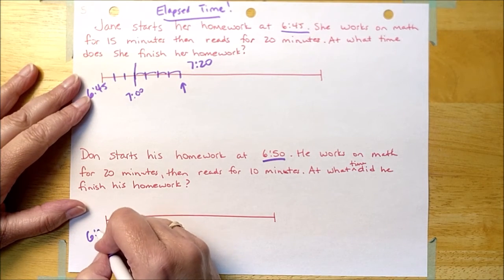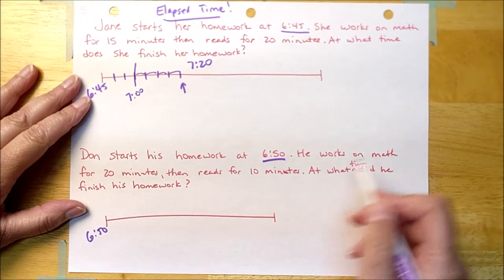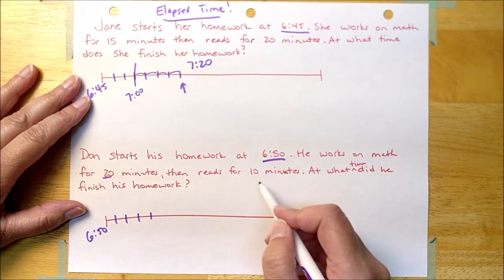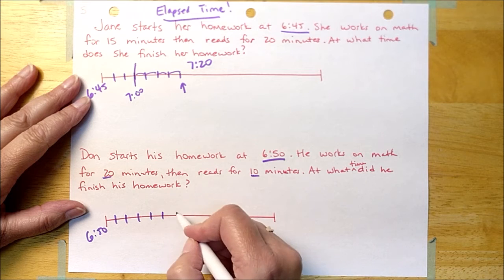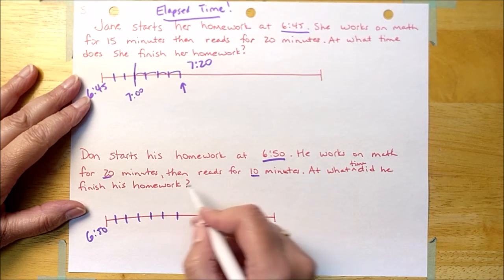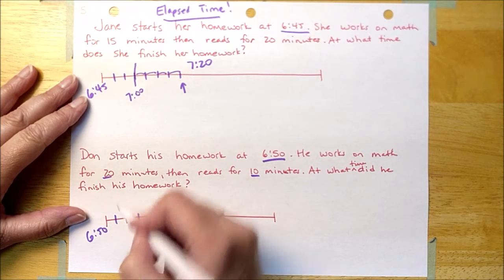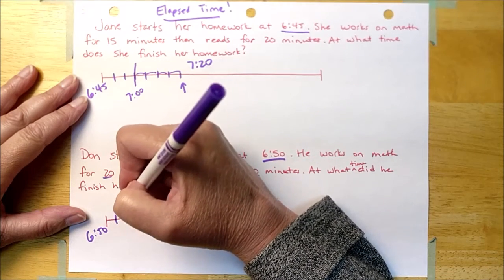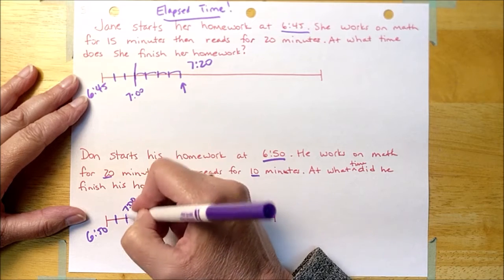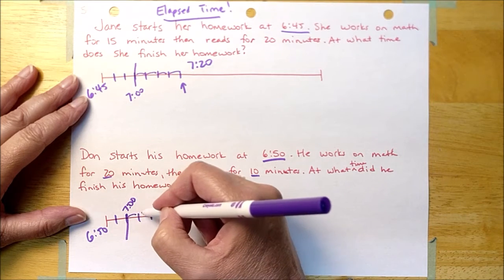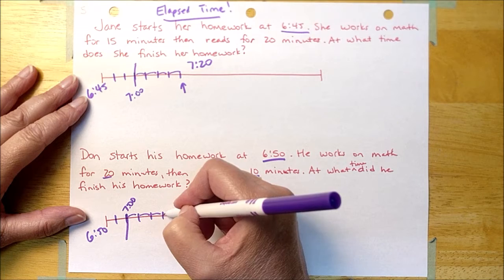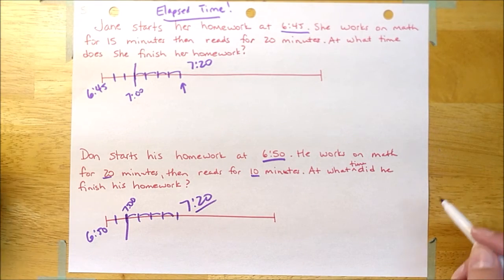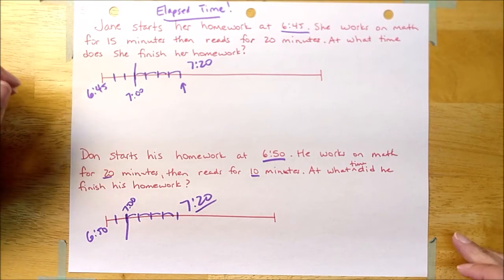Okay, Don starts his homework at 6:50. So I'm going to make this 6:50. He works on his math for 20 minutes. 5, 10, 15, 20. Then he reads for 10 minutes. 5, 10. At what time did he finish his homework? Okay, so I'm going to start counting by 5. So 6:50, 6:55, 7 o'clock. 7:05, 7:10, 7:15, 7:20. Don finishes his work at 7:20.